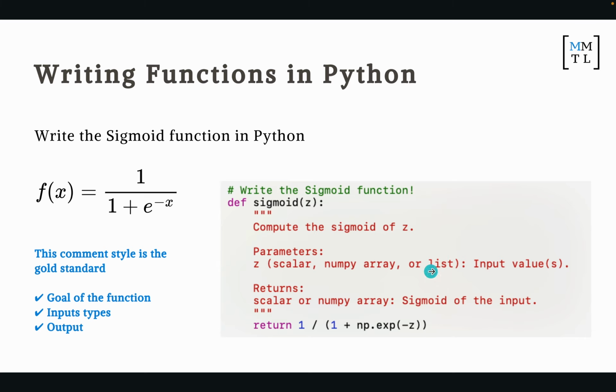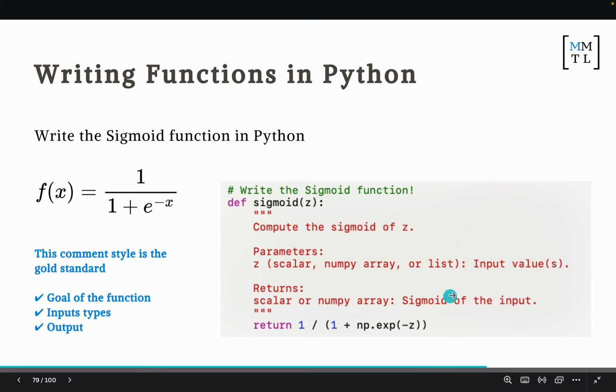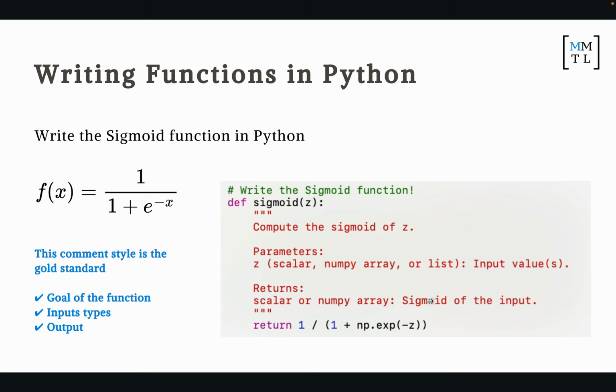Not this, actually. That's my bad. So these are the input values. And then it returns a scalar or NumPy array. So this is the form of the return, and it's the sigmoid of the input. The reason this is really important is that it's not just helpful for anyone reading your code later on, but also when you're writing a function, it's really nice to type out your thoughts and clearly define what your function can and can't accept.